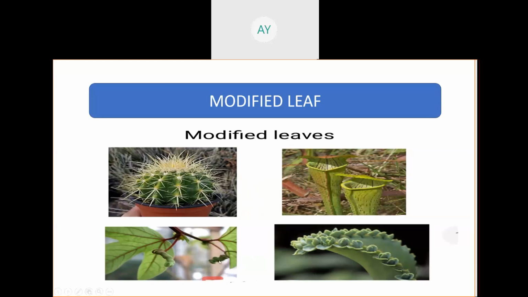And then you will find the tendril structure, just to grip, just to help the plant get support. That is known as a tendril structure, just like in the case of the stem.